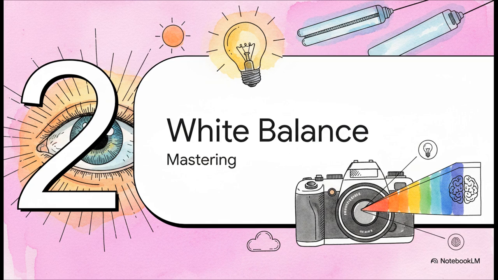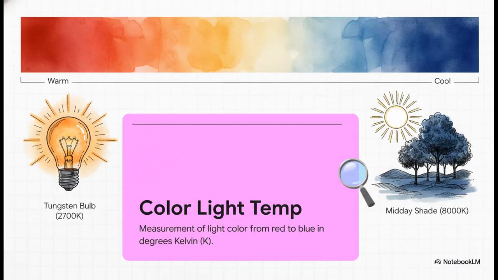Moving right along to Phase 2, Mastering White Balance. Our human eyes are, quite honestly, magic. They adapt automatically to different lighting environments, so we basically always perceive colors naturally. But a digital camera? It needs to be specifically told what white actually is.